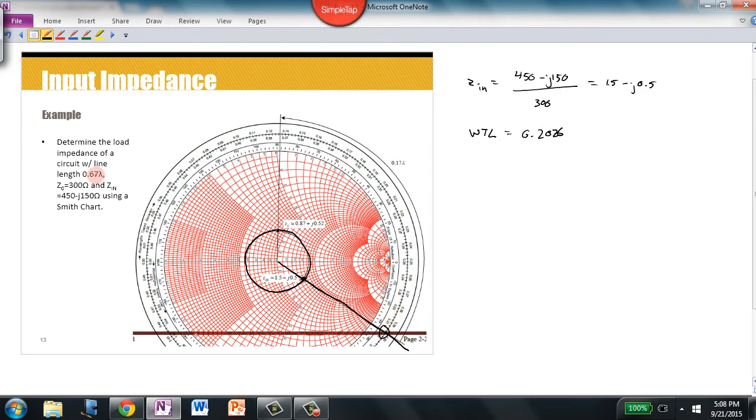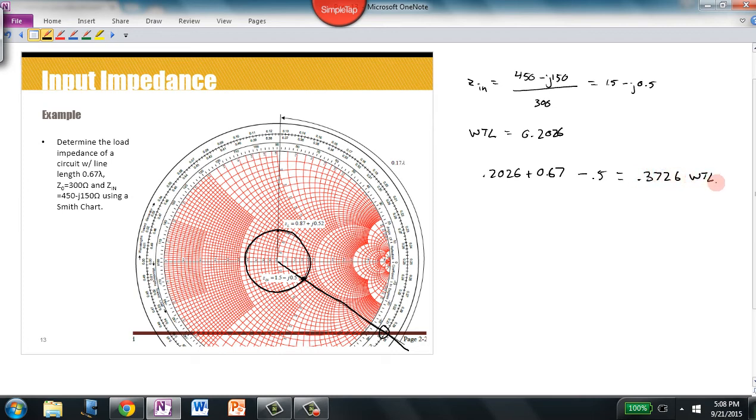The length of the transmission line is 0.67, so I want to rotate 0.2026 plus 0.67, and I notice that this is going to be larger than 0.5, so now I need to subtract 0.5 lambda, because remember, every full rotation is a half lambda, and so that is equal to 0.3726 wavelengths towards the load.